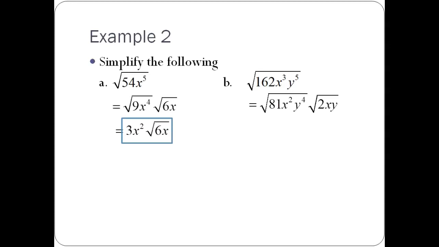All right, so now we can go ahead and simplify that first radical, now that everything inside that radical is a perfect square. So the square root of 81 is 9. Square root of x squared is x. Square root of y to the fourth is y squared. And then we can write the square root of 2xy after that.